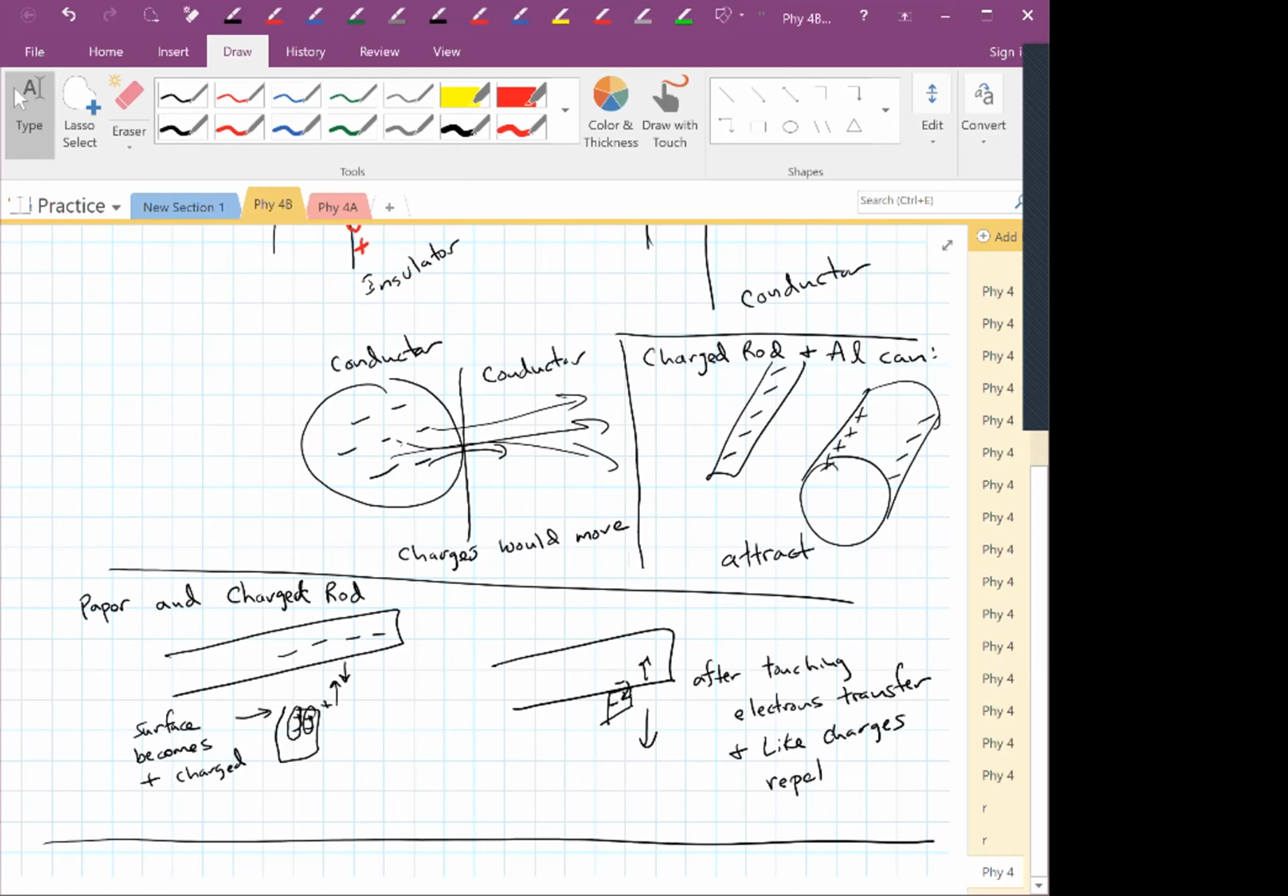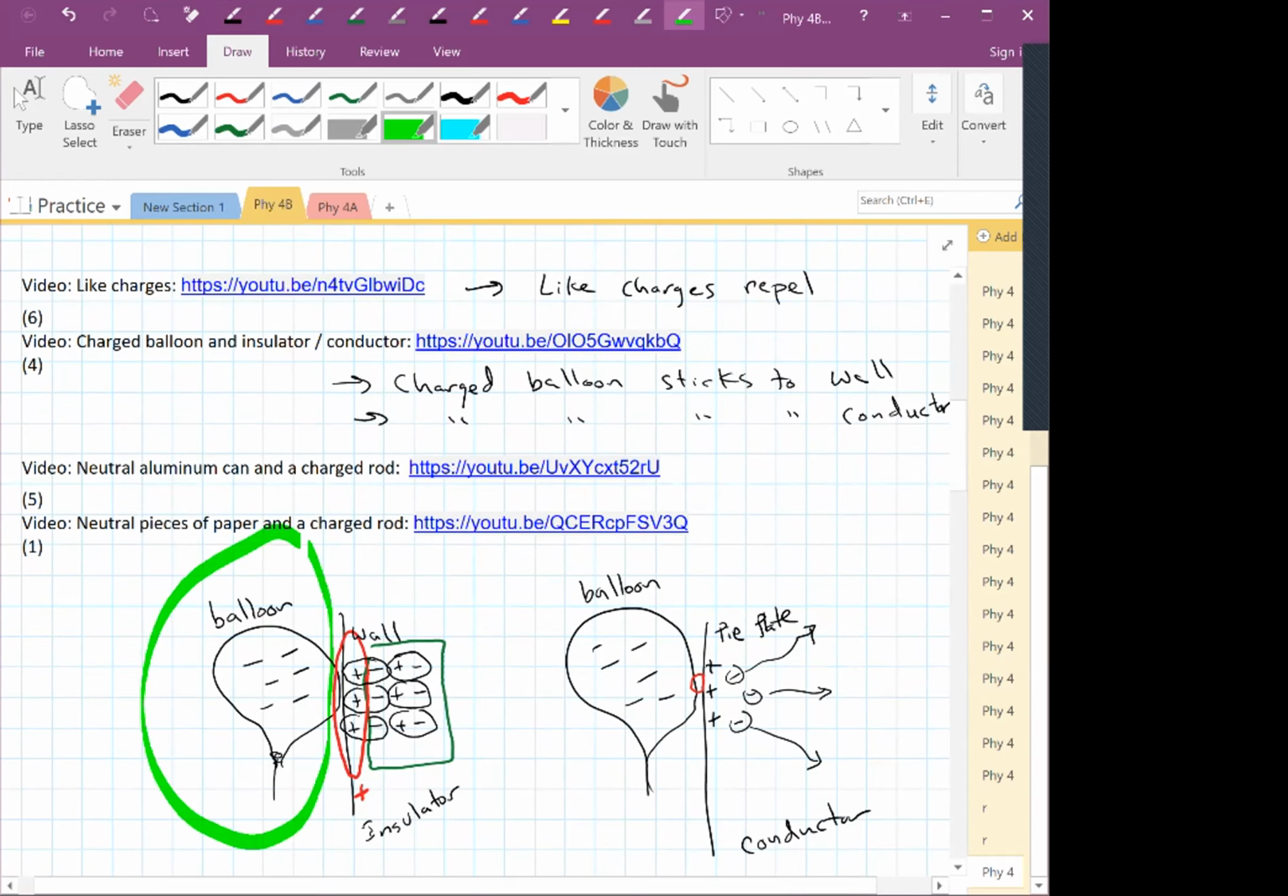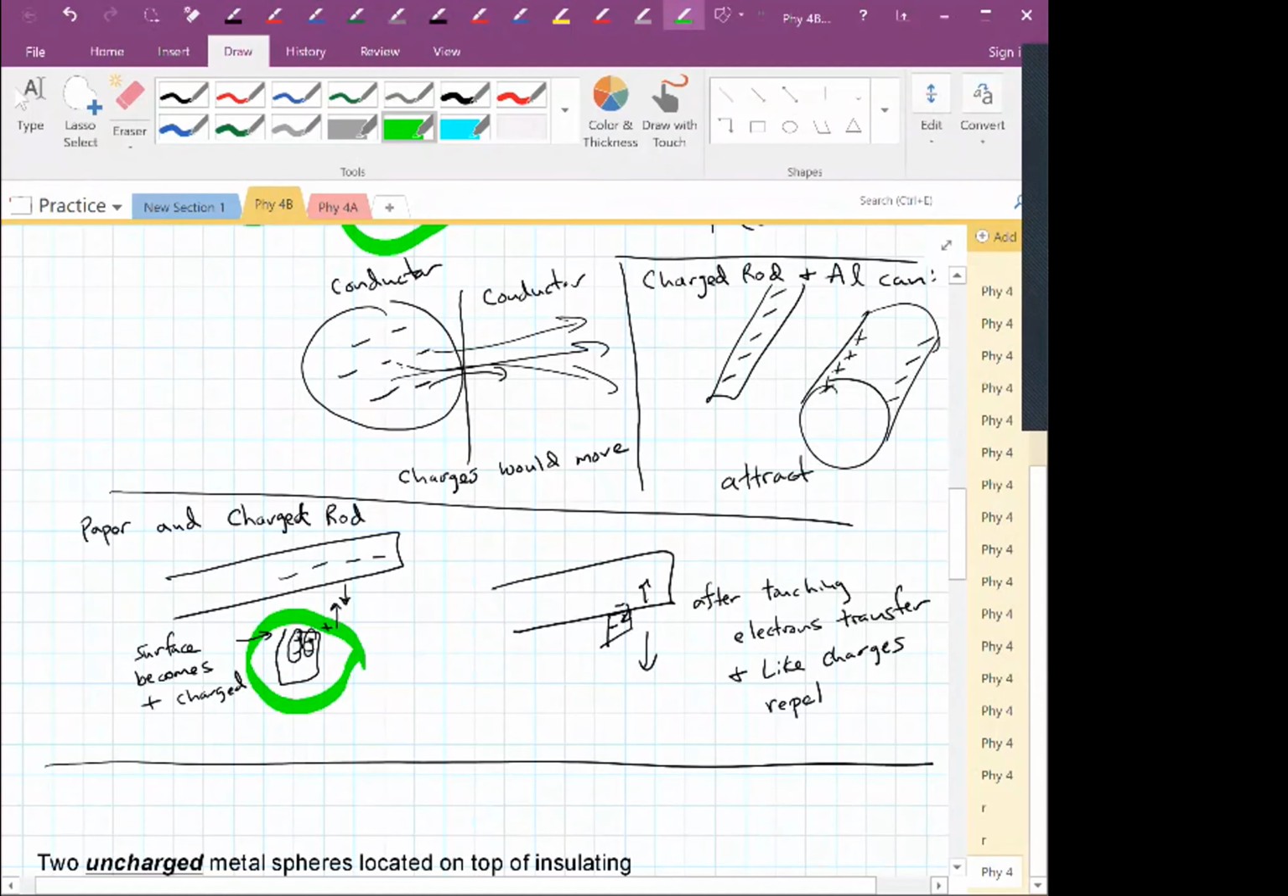Okay, so does the PVC attract because the paper is charged? So the point of the video we just watched was that the little white pieces of paper were electrically neutral. When you hold up, let's go back up to the balloon here earlier, the charged object, so here's our charged object, next to an insulator, in this case it was the wall, down here it was the pieces of paper, but it doesn't matter.